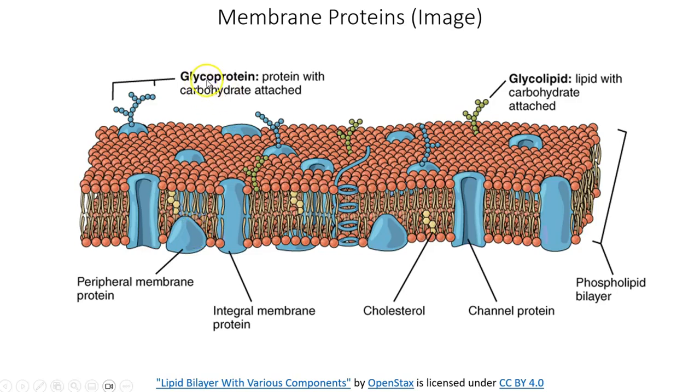And then we've also got some glycoproteins. These are proteins that have a carbohydrate tail attached to them. And then we also have glycolipids. These are lipids or fats that have a carbohydrate attached to them. And those have their own purposes as well. We're not going to go into a ton of detail about those though.